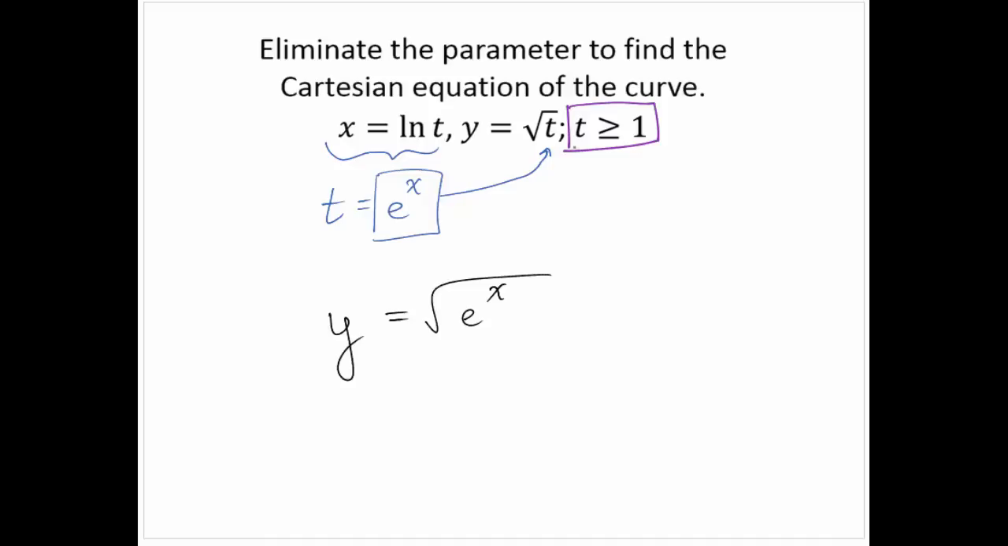So now look what that does. If t must be greater than or equal to 1, then x of 1 would be the natural log of 1, which is 0. And since the natural log is a 1-to-1 function and increasing, what that tells us is then that x must be greater than or equal to 0.